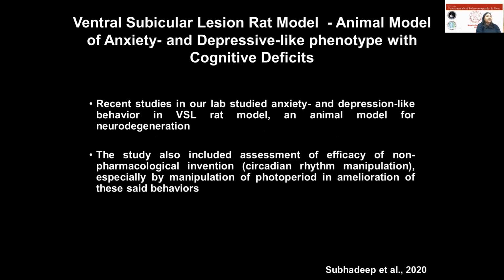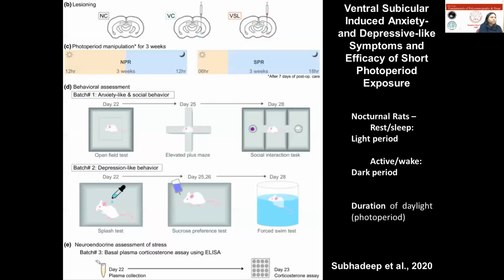Along with this, we also assessed the efficacy of non-pharmacological intervention, like I said, with circadian rhythm manipulation. Especially, we used manipulation of photoperiod light to see the effect on these behaviors. The behaviors were assessed using open field and elevated plus maze for anxiety-like behavior, and splash test, sucrose preference test, and forced swim test for depression-like behavior.